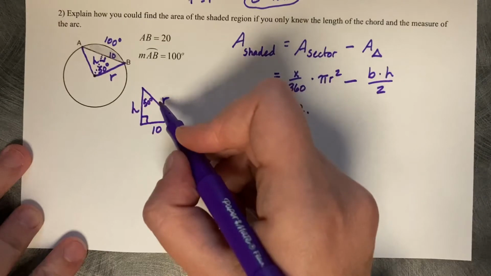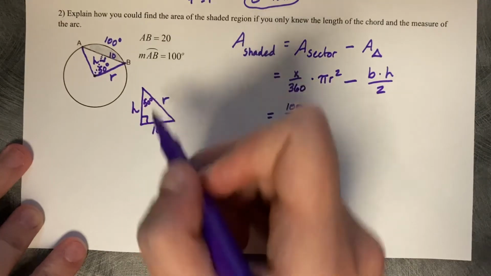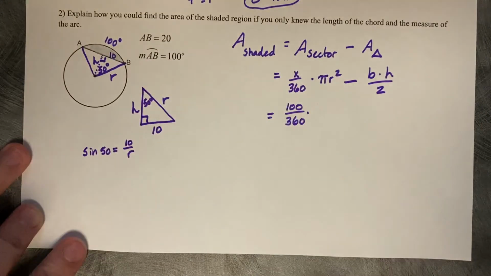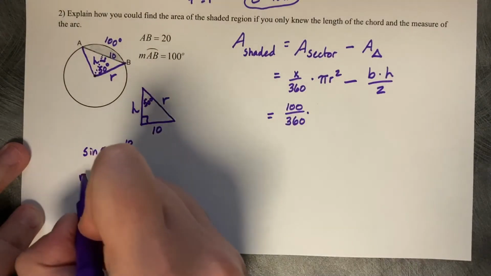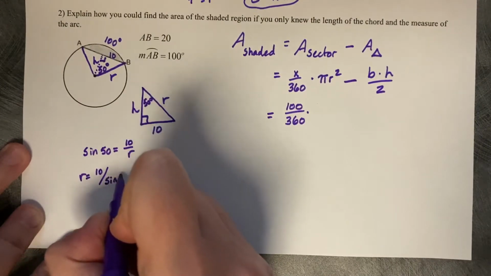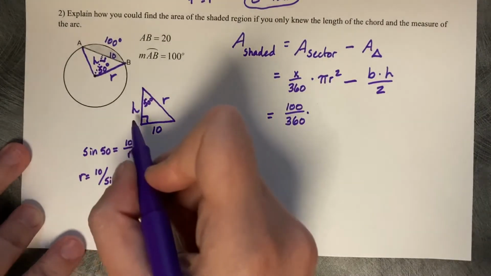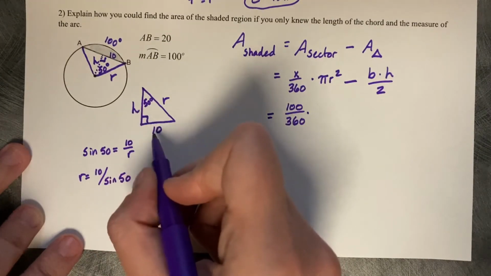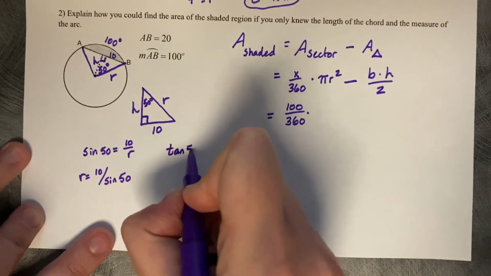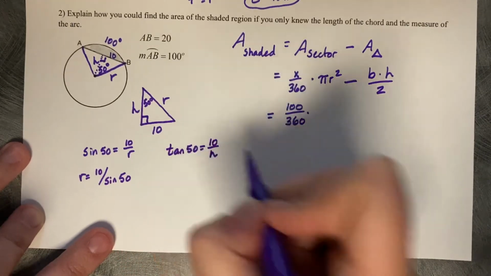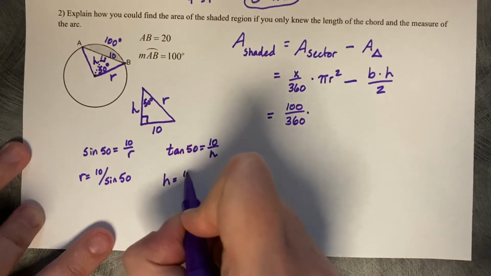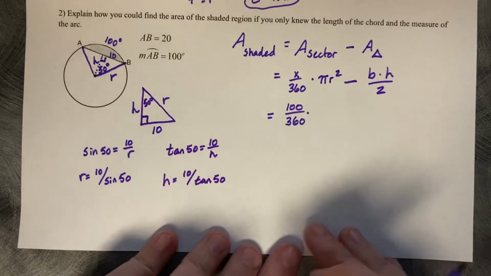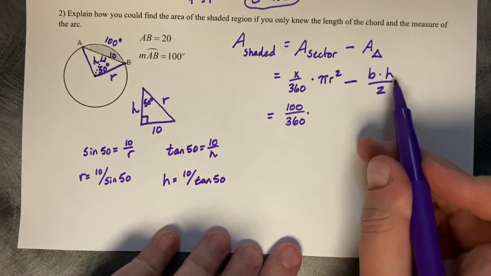So if we want r, we've got an opposite and a hypotenuse, so that's going to be a sine of 50 equals 10 over r. So r is going to be 10 divided by the sine of 50. We also want h. So h is an adjacent and an opposite with the 10, so it's going to be a tangent. So the tangent of 50 is 10 over h. So h is going to be 10 divided by the tangent of 50. And now that you have those 2 things, you can go and plug them back in for r and h.